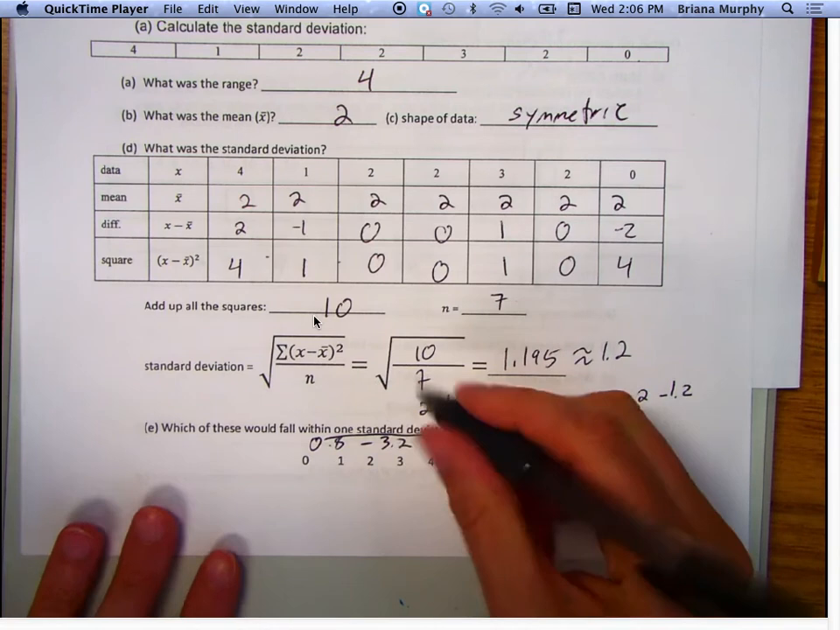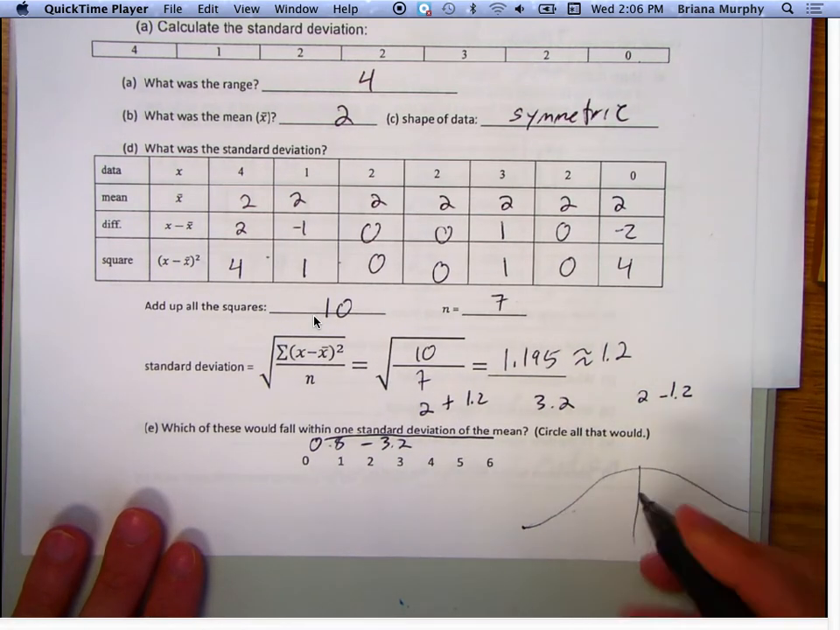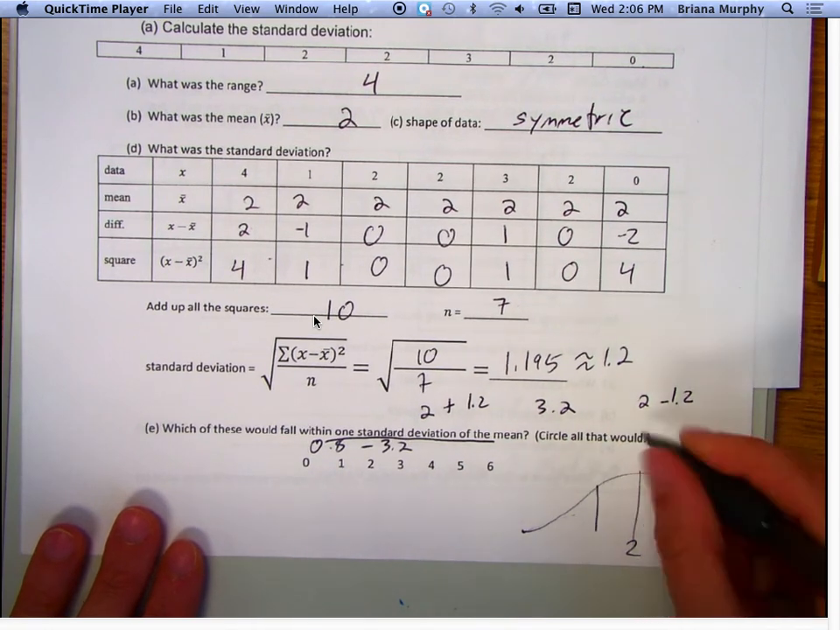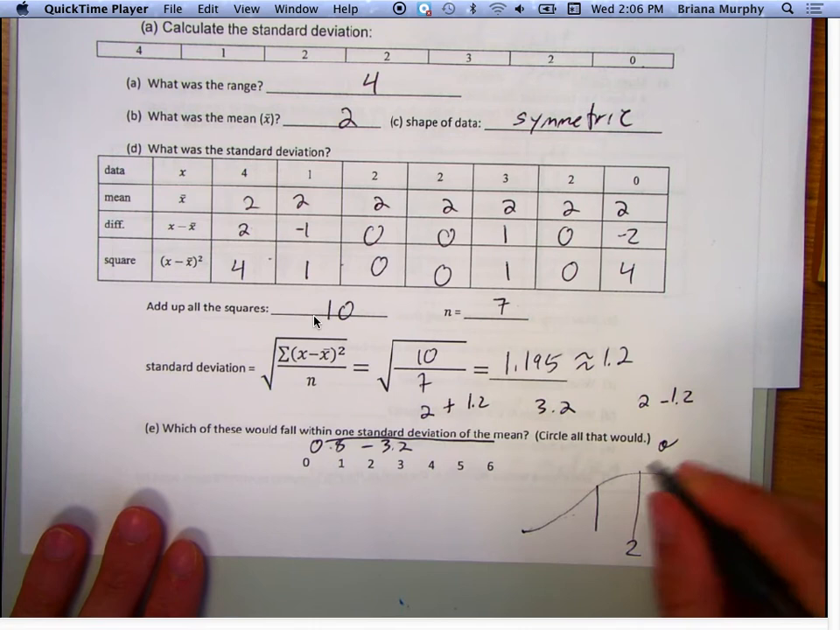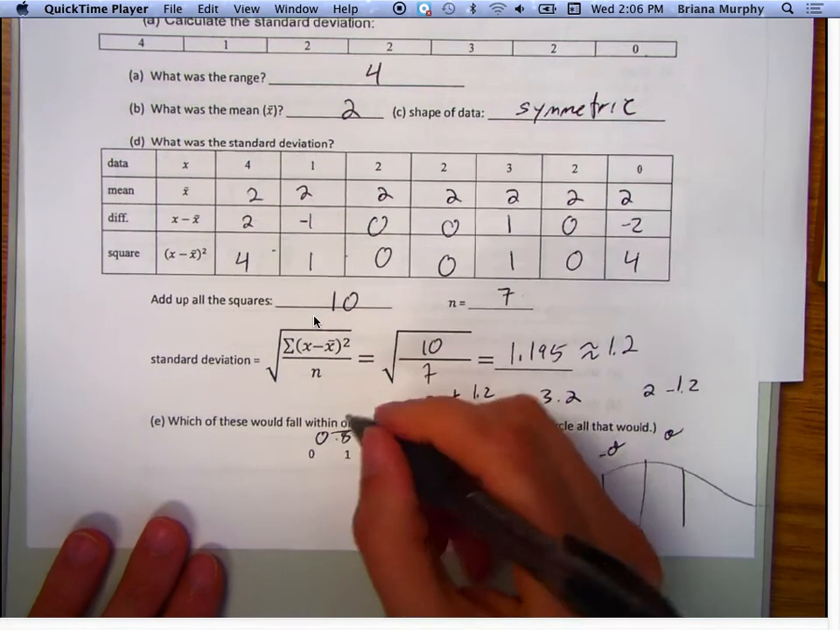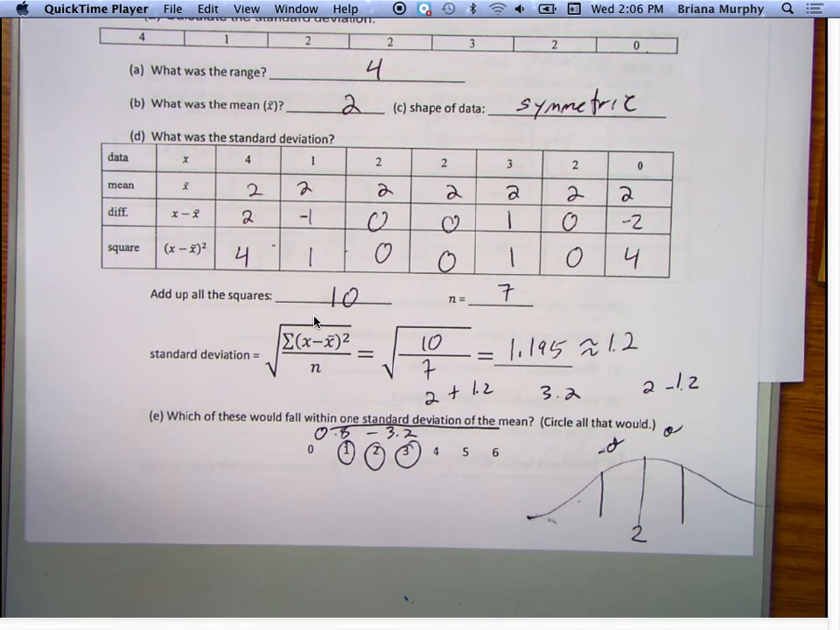You take the mean. So you know how you do the whole normal distribution thing? Here's 2. I have to go one standard deviation. So I have to add the standard deviation to it and subtract the standard deviation from it. Okay? So my answer can be 1, 2, or 3. Okay, let's go to 7.